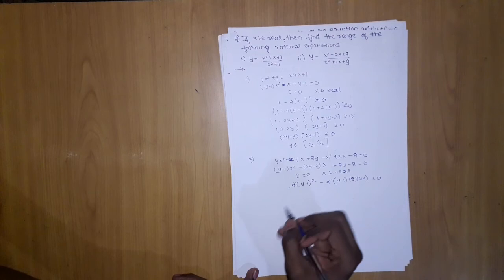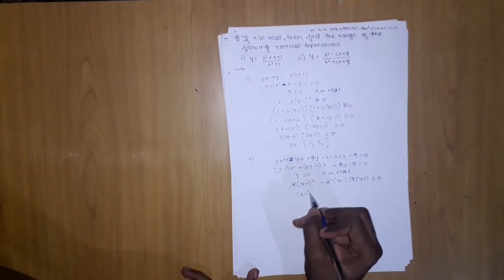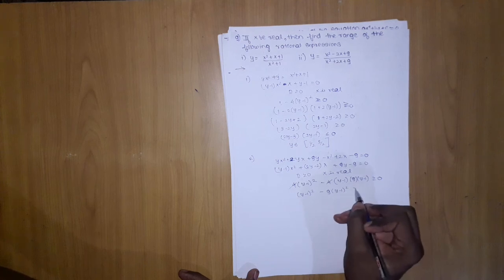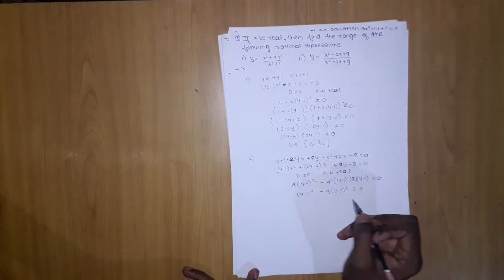These 4 will cancel out. Y minus 1 the whole square minus 9 into y minus 1 the whole square. Here it is again becoming a square minus b square.